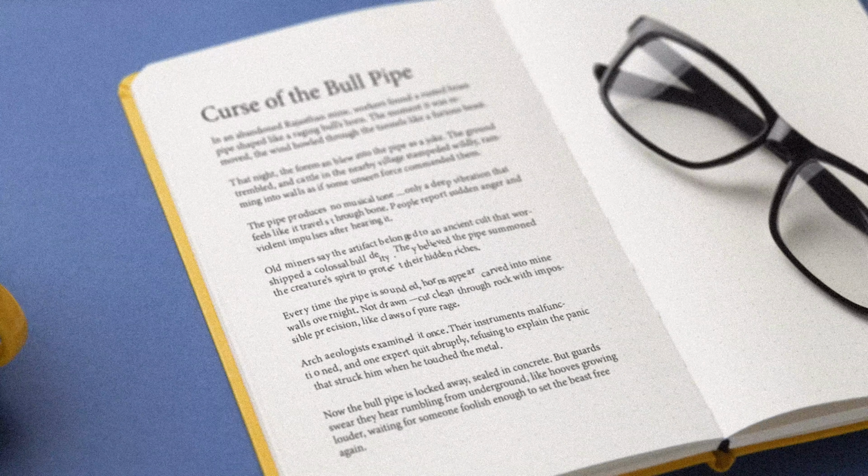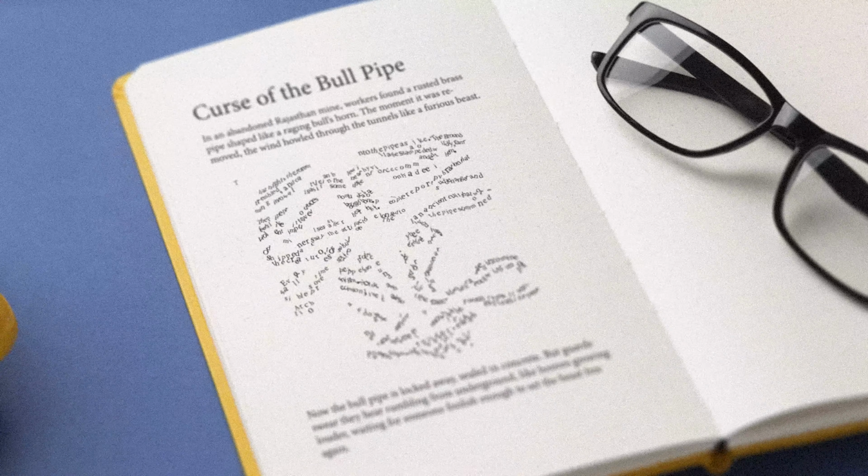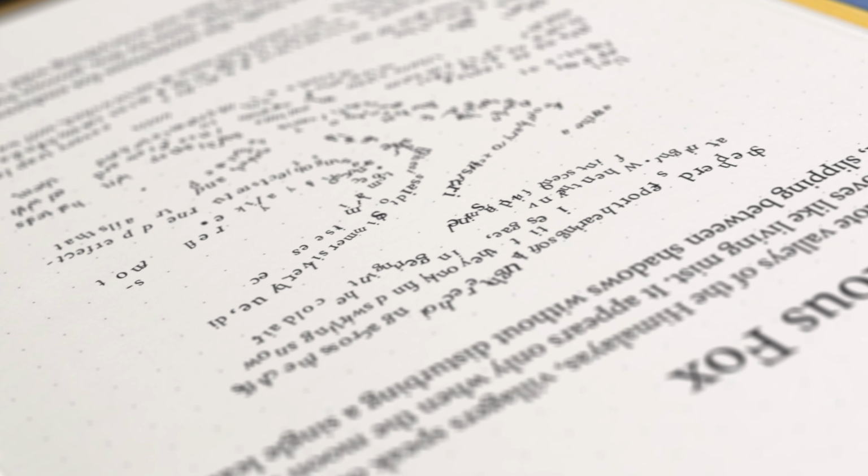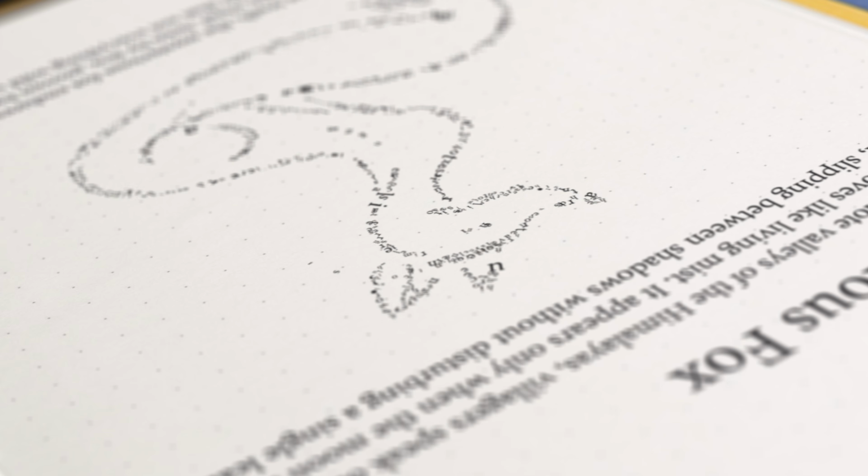In today's video, you will learn how to create a cinematic book animation shot where the text transforms into a logo icon shape in a very magical way.